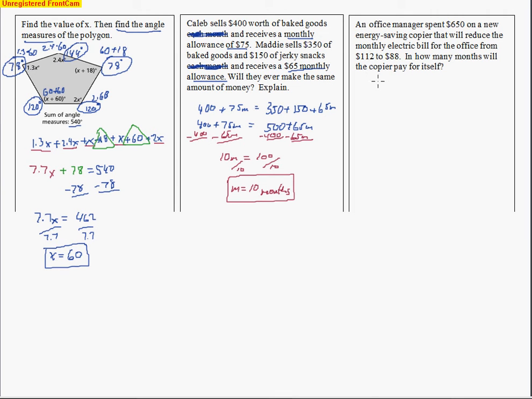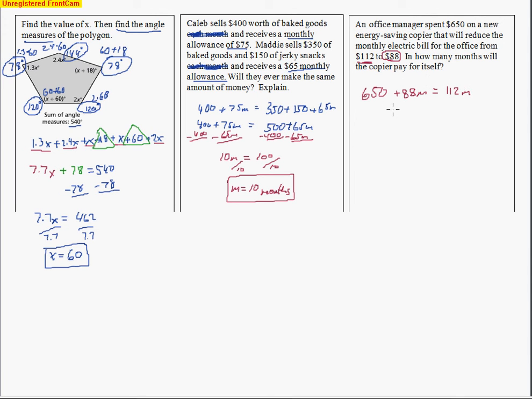And here an office manager spent $650 on a new energy saving copier, and then that will reduce the monthly electric bill in the office from $112 to $88. And so we want to find out, and so that means $88 every month. This is what they're going to end up spending. Prior to that, they always spent $112. So we have this initial amount of $650 we're spending, and then we're also going to end up getting an amount of $88 each month. On this other side of the equal sign, though, we're going to have $112 each month.